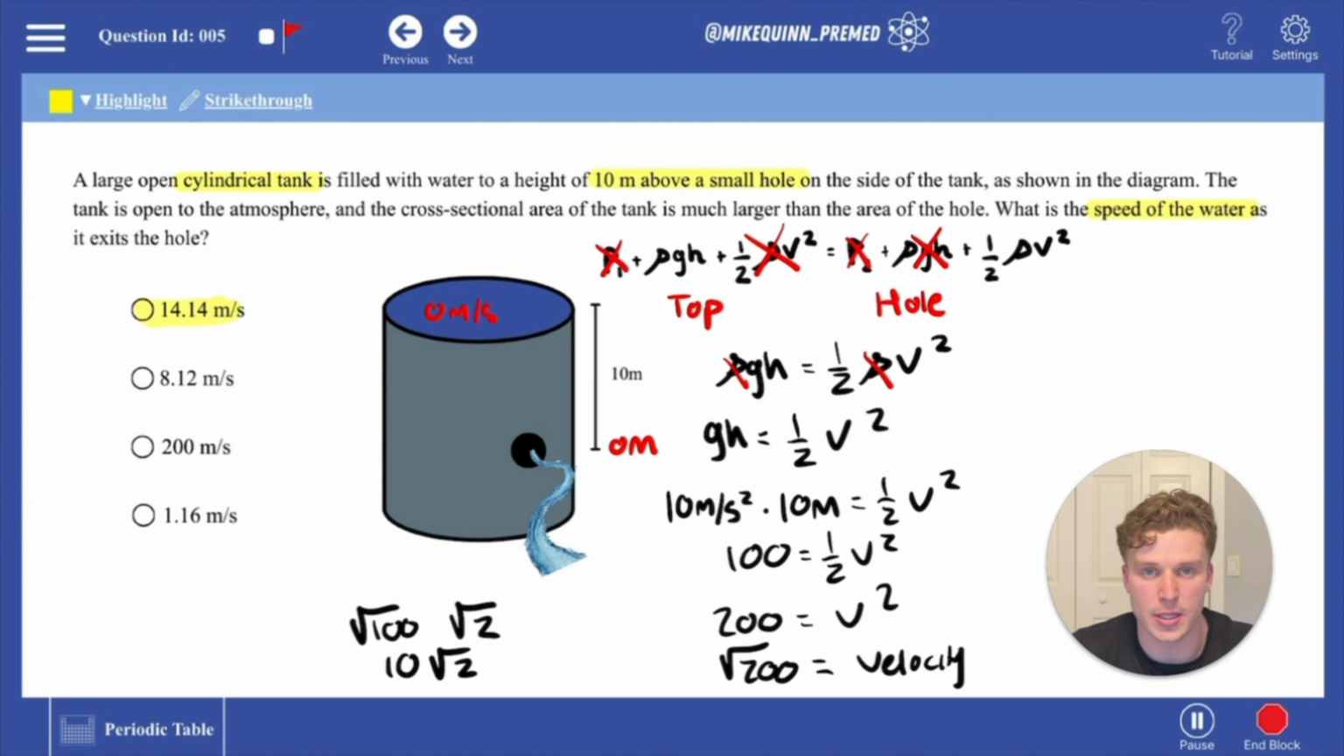Make sure you know how to do this. Make sure you know how to write down Bernoulli's equation, cancel out all these terms, and get the correct answer.